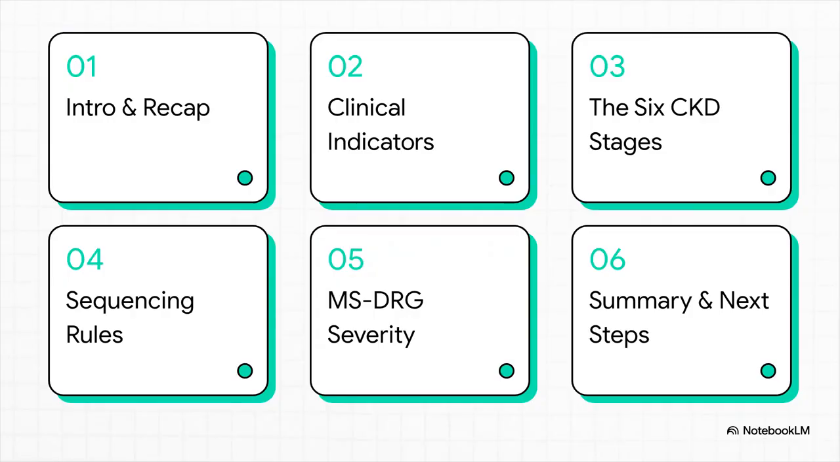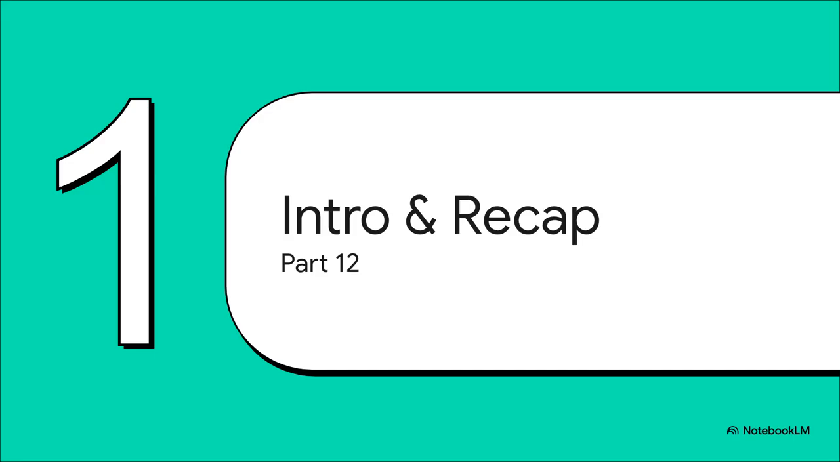Okay, let's take a quick look at today's agenda. We'll start with an introduction and recap, then hit clinical indicators for renal failure, the 6 CKD stages, sequencing rules and combination codes, IPDRG severity impact and CDI, and finally wrap up with a summary and next steps. Right, let's dive straight into Section 1, Introduction and Recap.